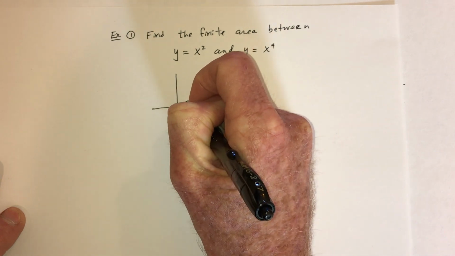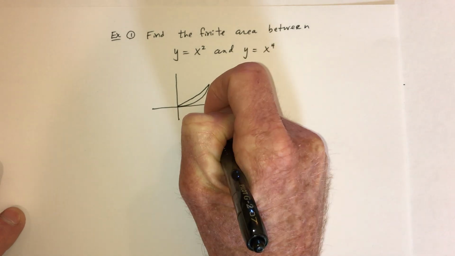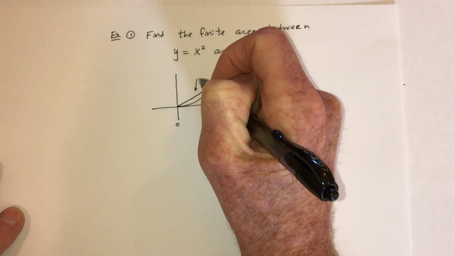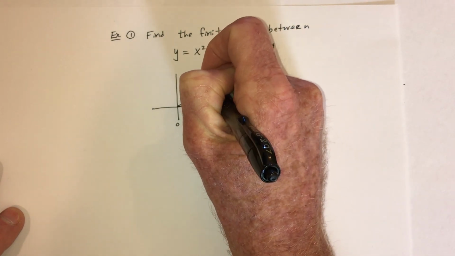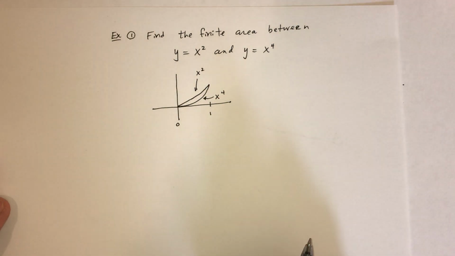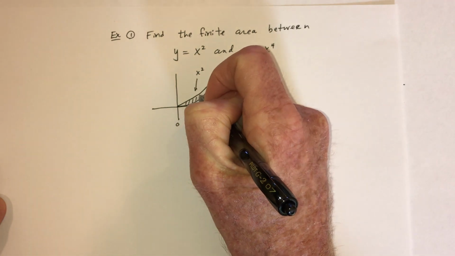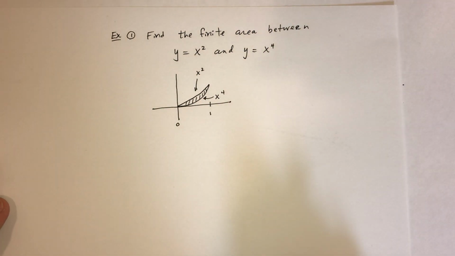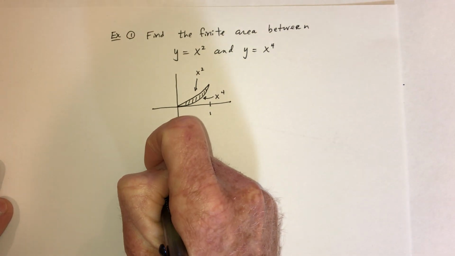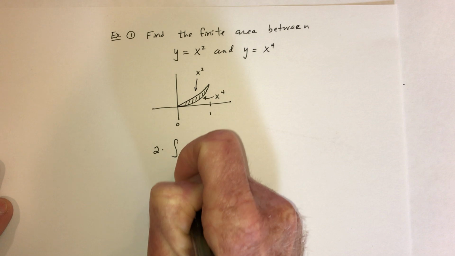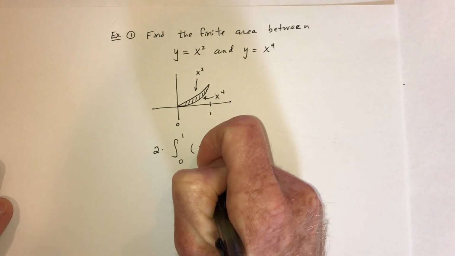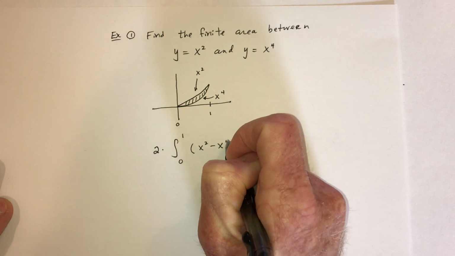So the graph looks something like this, a little moon shape going from 0 to 1. On top, that's x squared, and on the bottom, that's x to the 4th. So then we're going to find this area right here. It looks like a banana or moon shape. Anyway, because there are 2 of them, double the answer: you integrate from 0 to 1, and it needs to be the top function minus the bottom function.